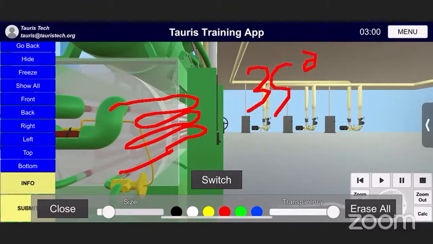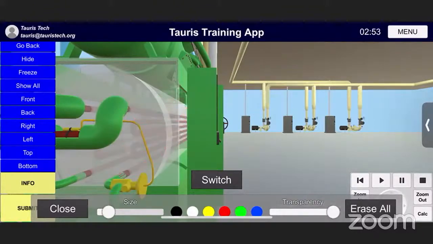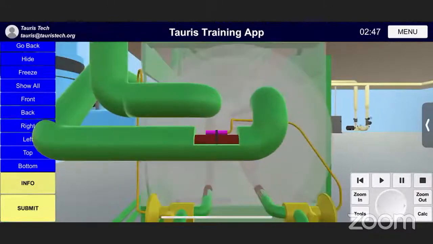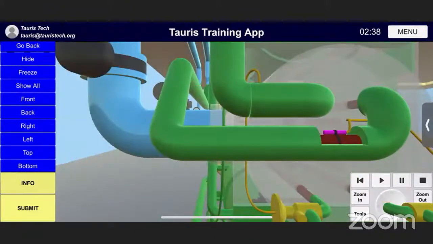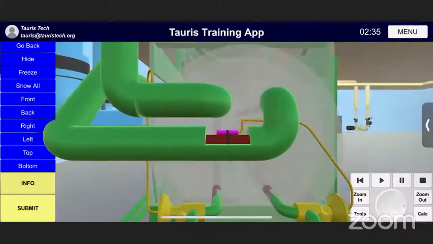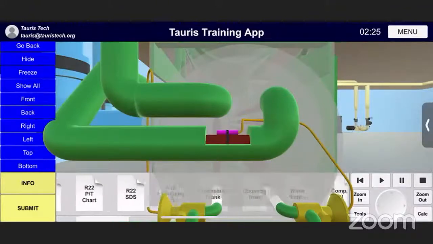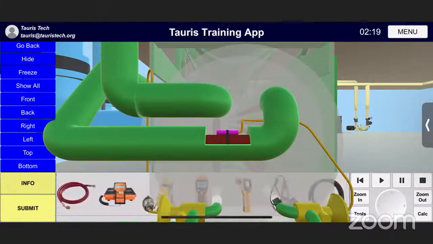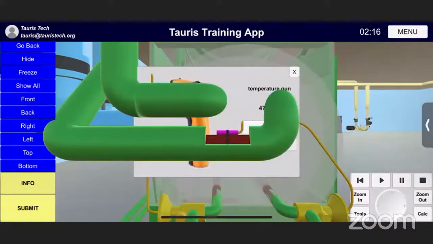Oh, I love this. This is great. The pressure tells me what the saturation point is. Then I'm going to go over here to my sensing bulb. Select my sensing bulb. Something with the perspective changed a little bit, but okay. I open up my tools, definitely got to fix that. I get my temperature gun and take a reading, and it says 47.